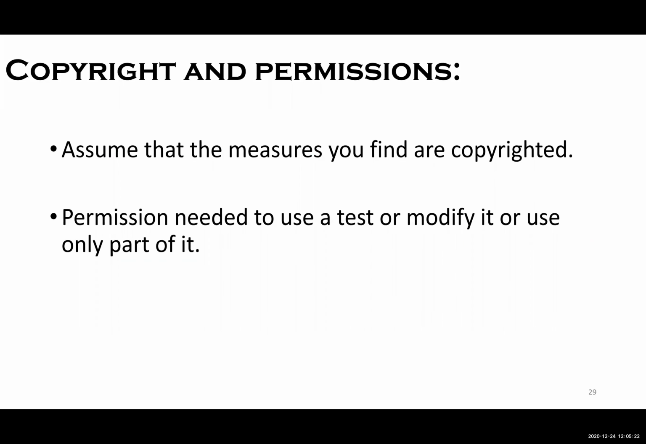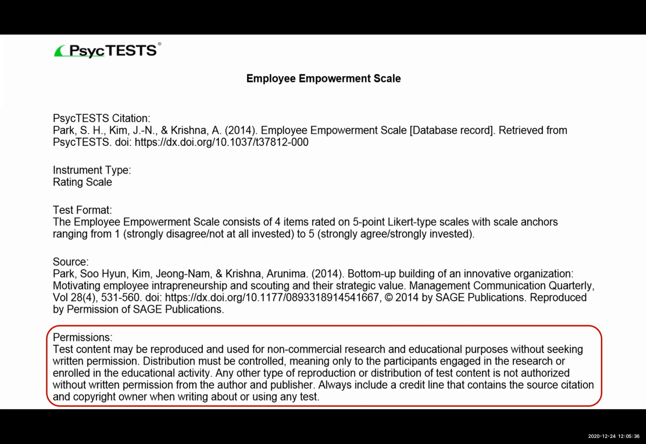It's important to assume that the measures you find are going to be copyrighted. You will likely need to contact the original authors to get permission to use the test in your own research. If your instrument is in the PsycTESTS database, there should be information about permissions for its use in the record for the item. Some of those instruments are marked as available to be used for research or teaching, as you can see in our example for the Employee Empowerment Scale. This means that the author has already granted permission for a researcher to use the instrument as is.